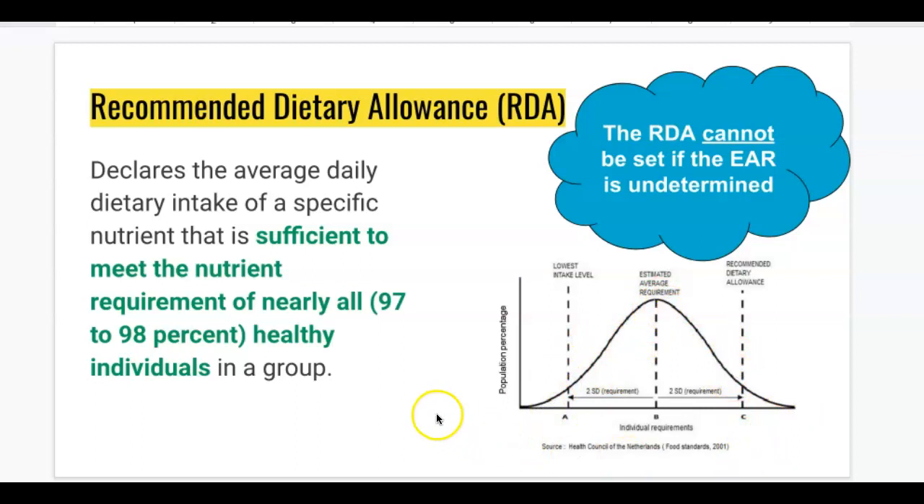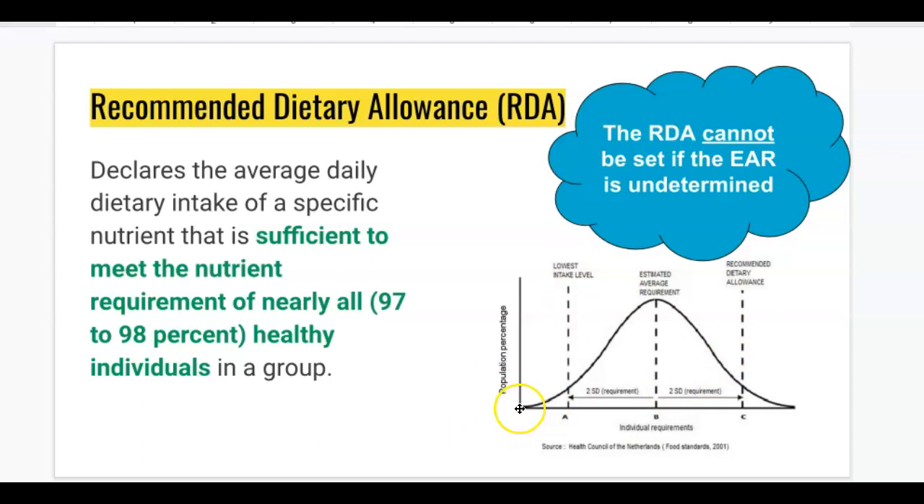So the RDA is most useful whenever the EAR is undetermined. If we can't find that happy medium, that middle ground right here with the EAR, we can't set that RDA because we don't know what the middle is. What we're looking at here is this graph showing us a healthy population.